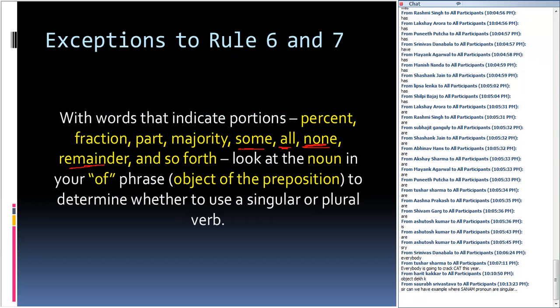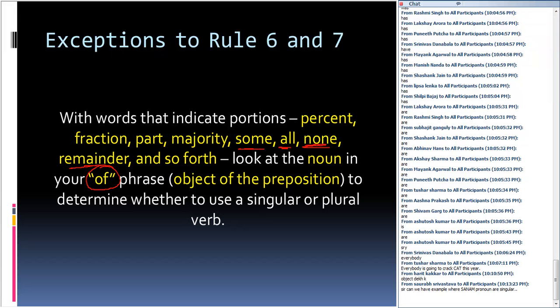Okay, and you are going to look at the of construction to find out whether the verb that you will use is going to be singular or plural. So ये दो exceptions हैं, एक तो some pronouns में exception है और दूसरा जब भी कोई ऐसा word हो जो एक part, एक portion के बारे में बात करता हो. Such words, ऐसे words के लिए of construction के बाद you will look at the object of the preposition to find out whether the verb is going to be singular or plural.